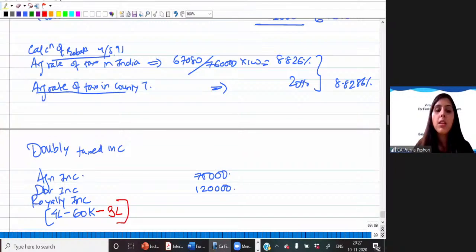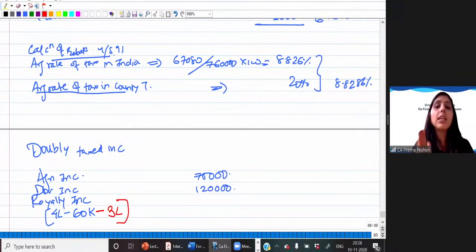Why am I reducing 3 lakh? Because I am allowing a deduction of rupees 3 lakh under 80QQB, and therefore to that extent of 3 lakh it is not doubly taxed. Since India is allowing a deduction, it is not taxing it. So then it does not become a doubly taxed income.